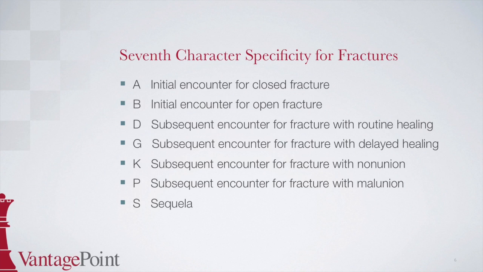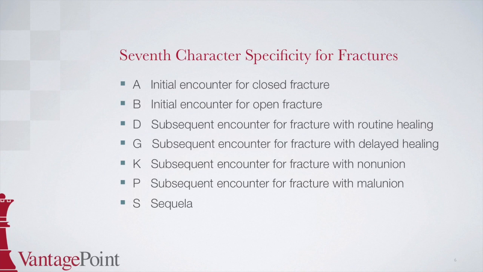This slide depicts all the seventh character options for traumatic fractures of all body parts with the exception of the limbs. You can see that we still have our 3 episodes of care: initial, subsequent, and sequela, but for initial encounters, which are seventh characters A and B, we need to indicate if the fracture was open or closed, meaning a fracture that did or did not break through the skin.